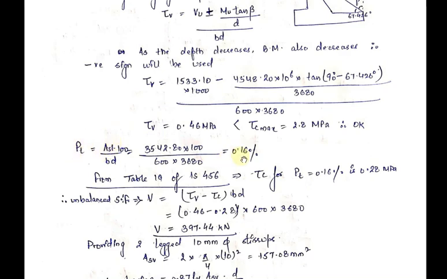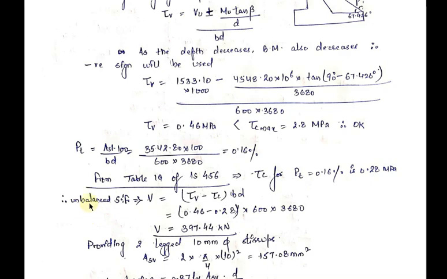Now we already calculated the value of pt for Ast to be provided for bending moment. The value of pt was coming out to be 0.16%. Now from table number 19 of IS 456, for pt equal to 0.16% and M20 concrete, we can find out the value of tau c, which will come out to be 0.28 MPa. See, now the value of tau c is smaller than the value of tau v. Whenever the value of tau c is lesser than the value of tau v, we have to provide shear reinforcement, because tau c is the shear stress which will be resisted by the concrete, but the total stress which is coming is 0.46, so it is much higher than tau c. Since tau c will only be able to resist 0.28, the remaining part will have to be resisted by the shear reinforcement.